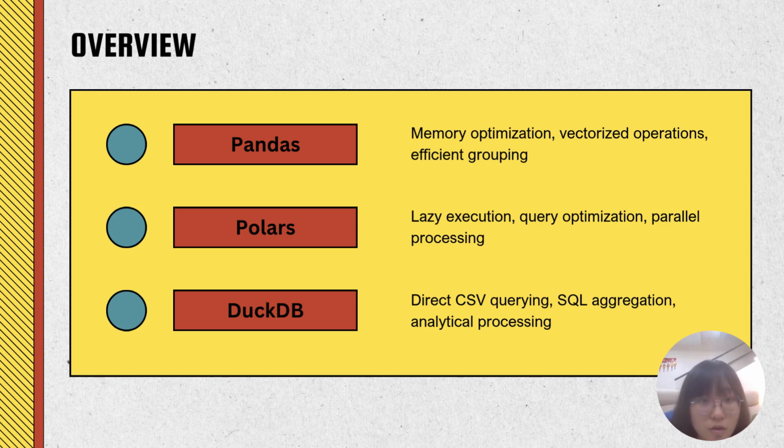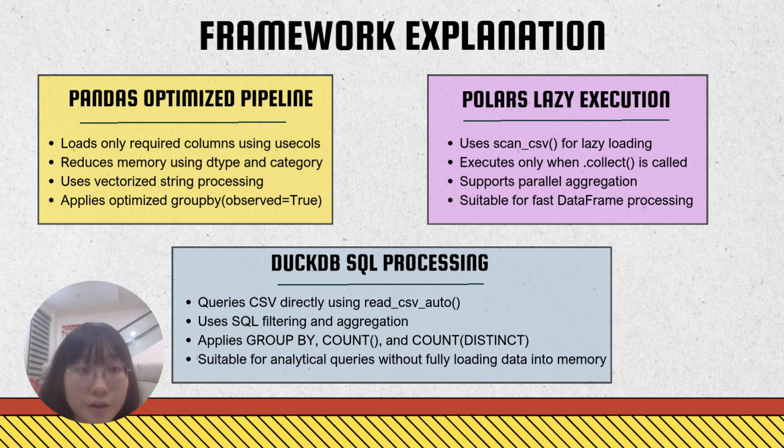This means Polars does not immediately execute every step, but instead it will optimize the query first and only run it when needed. And lastly, for DuckDB, we use SQL-based analytical processing. It can directly query the CSV files and perform optimized aggregation without fully loading the entire dataset into memory. Overall, these three approaches will help us process the clean JobStreet dataset more efficiently and prepare it for the performance comparisons. Okay, so now I'll explain the three frameworks in more detail.